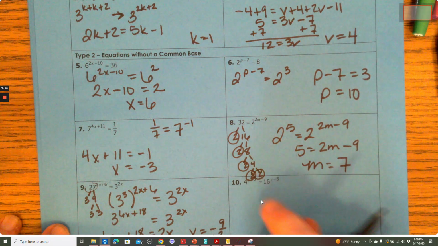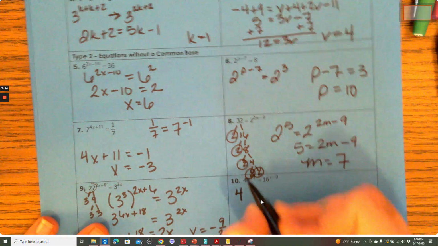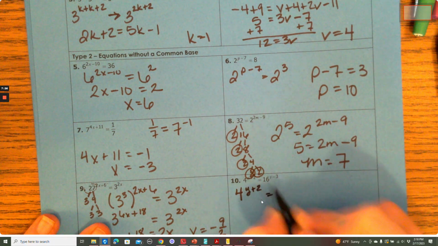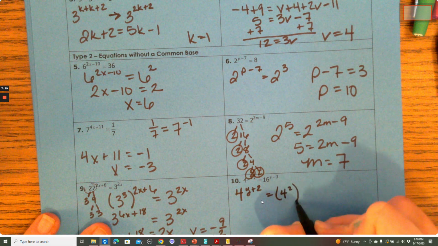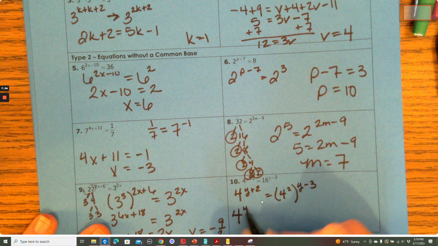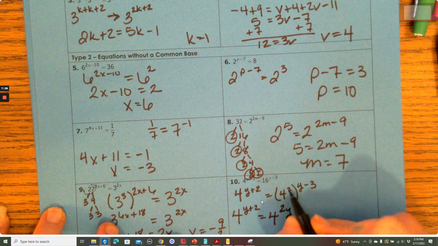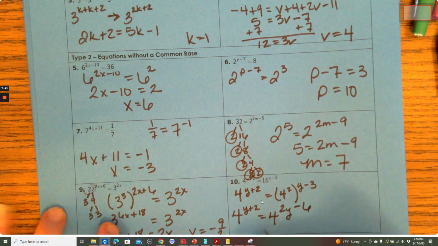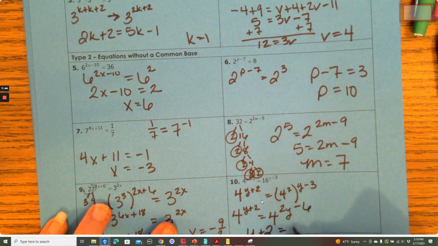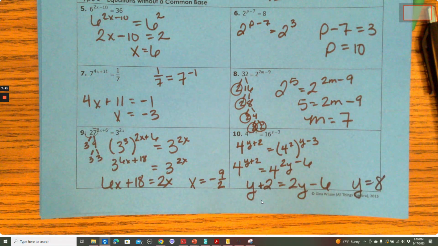In this one, the 16 is the same as, so this is 4 to the y plus 2. 16 is 4 squared to the y minus 3. So 4 to the y plus 2 equals 4. 2 times y is 2y. 2 times negative 3 is a negative 6. So I can do y plus 2 equals 2y minus 6. If I solve that one, I get y equals 8. Okay, so it's a matter of just playing around with the numbers.